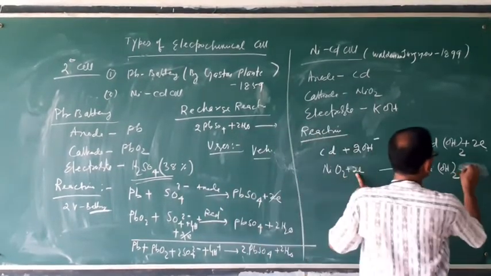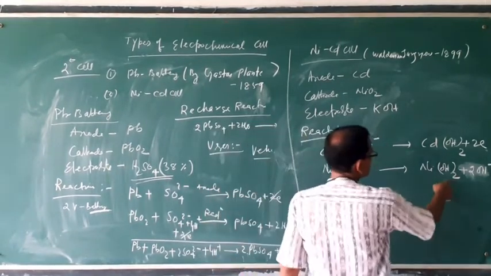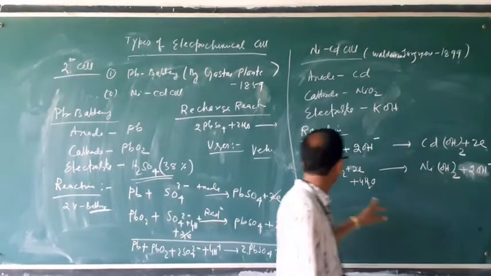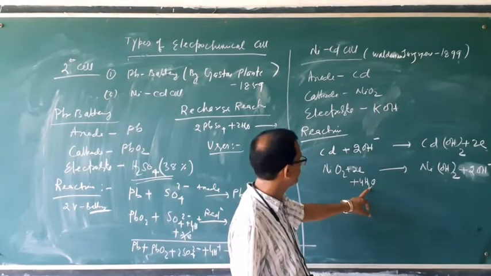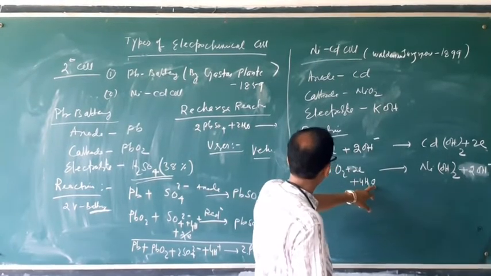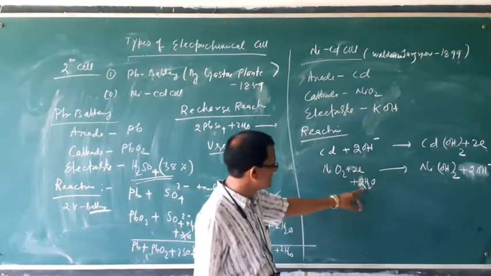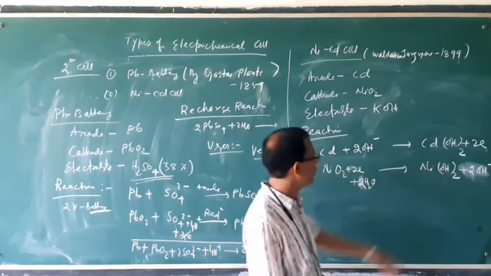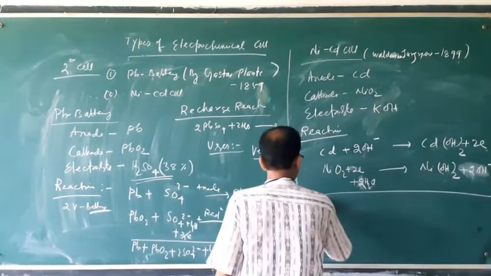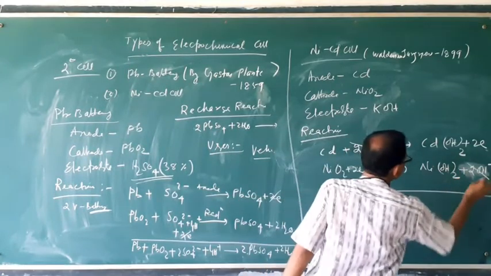Then here write 2 OH minus, 2 negative, balanced. Here how much hydrogen? From 2 hydrogen to 4 hydrogen, you add 4 water. Now oxygen becomes 2 to 4. Sorry, 2 hydrogen, not 4. So 2H2O means here 4 hydrogen, 2 oxygen, and on the other side 4 hydrogen, 2 oxygen. So it is now balanced. Now you add it. What is the final? Cd, 2 water remains the same. Here 2 OH minus cancel, 2 electrons cancel.